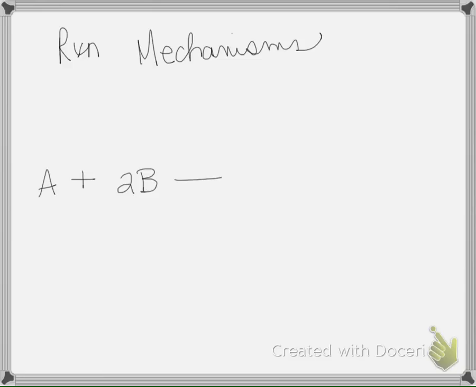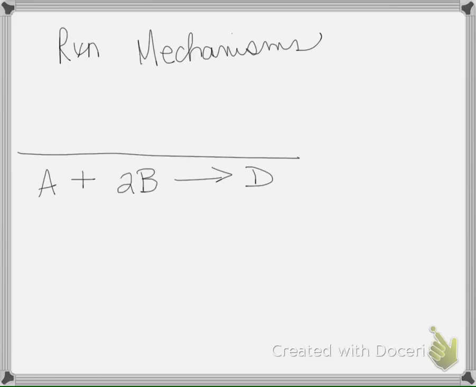Reaction mechanisms. Again, it's on page 604 in your book. Y'all, what we've been looking at is really an overall reaction. For example, we might know that the reaction of A plus 2B makes D. Okay, that's our overall reaction.